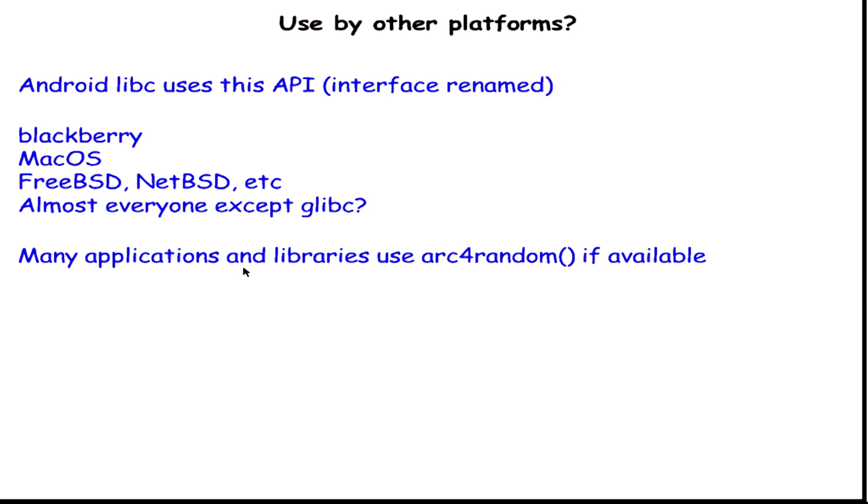This is where the API is in use. Android has had this from the beginning in their libraries, but they changed the name. They have a different name. It's on BlackBerries because they copied it out of NetBSD's version and QNX, and I think they updated theirs. Mac OS got a FreeBSD version and has kept it quite updated. So it's pretty much everywhere except for in glibc.